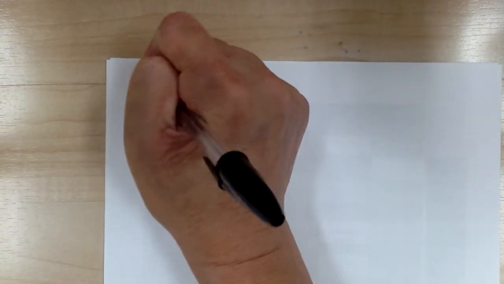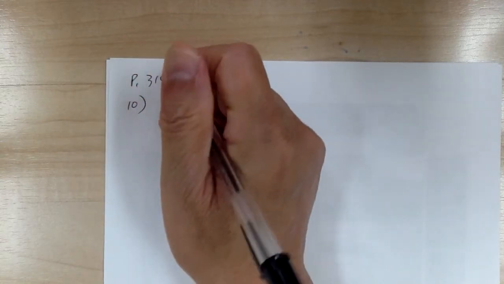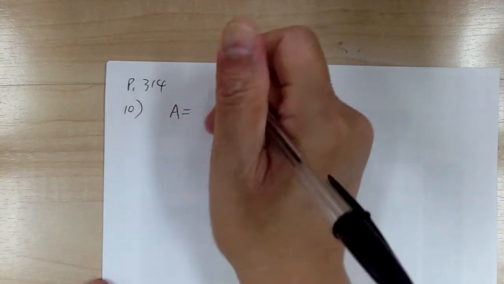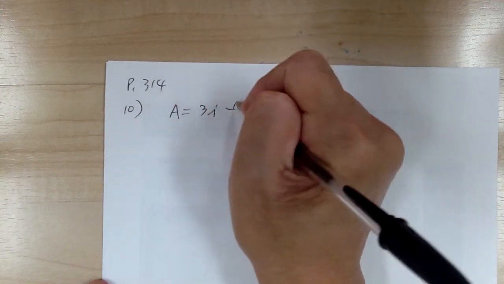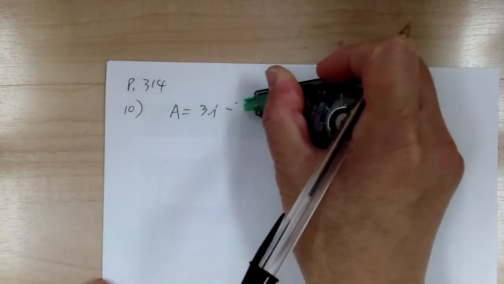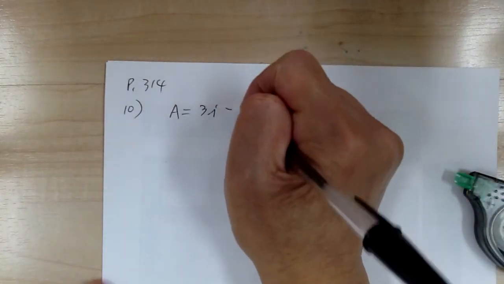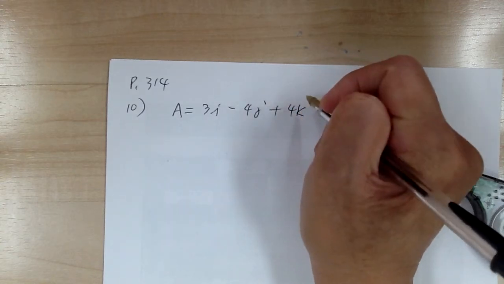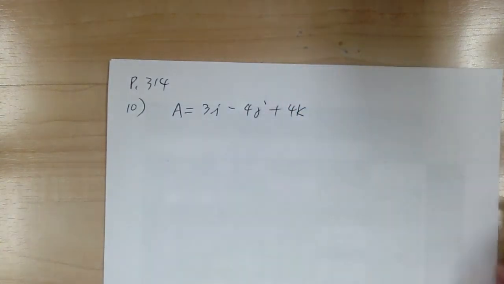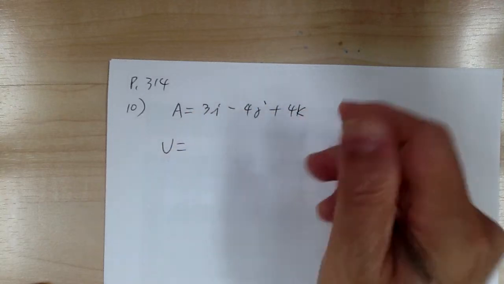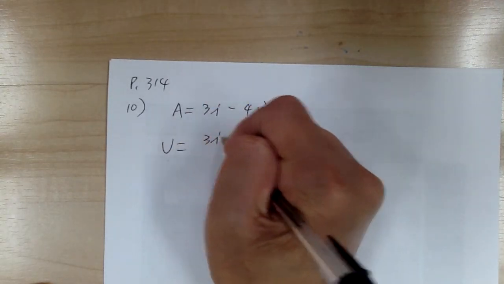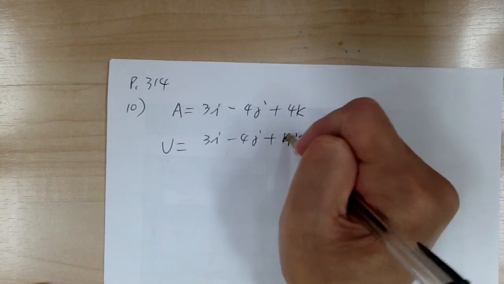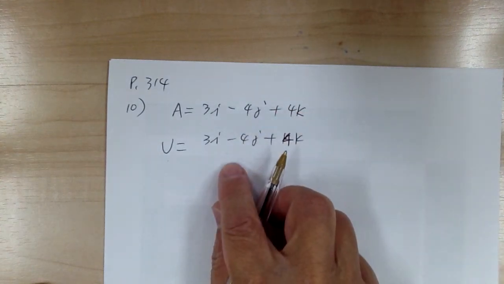Let's go to page 314, number 10. So you have this vector, I'm going to call it A, equal to 3i minus 4j plus 4k, and you're looking for a unit vector. First you need to get your direction correct, and then after that you have to get the correct length.